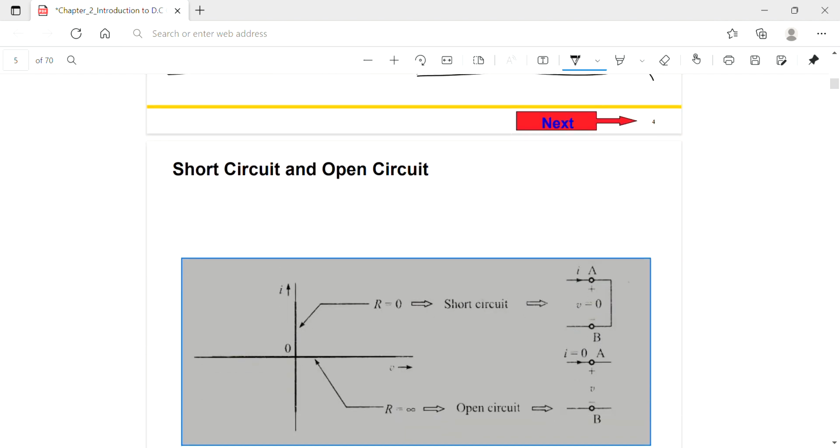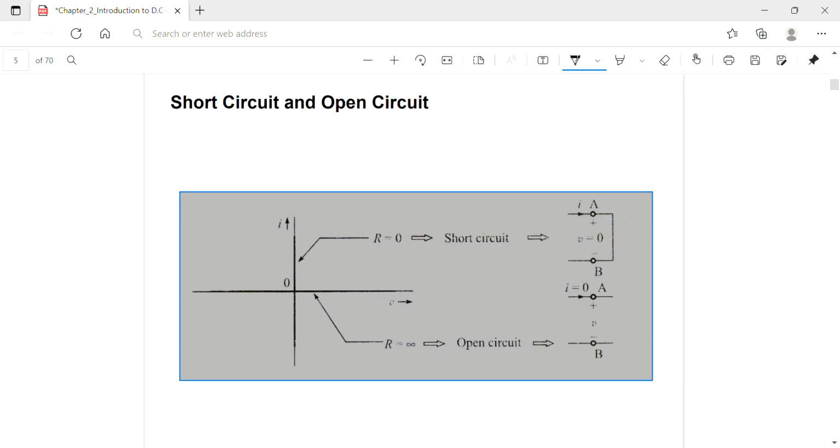Now we see what is a short circuit and an open circuit. A short circuit is a special type of circuit design where the resistance is zero, and we know that when resistance is zero, an infinite amount of current will flow. And an open circuit is a special design of circuit where the resistance is infinity, and we know when the resistance is infinity, no current will flow through the circuit.